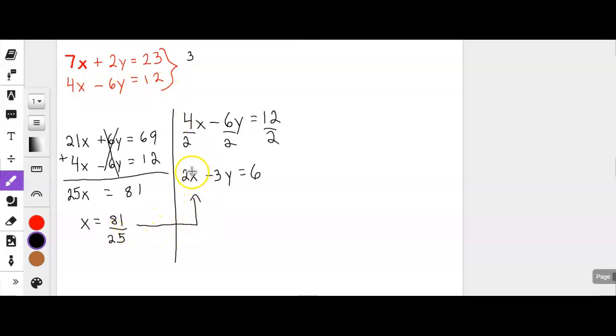Plug in your 81 over 25 for x to solve for y. I got 2 times 81 over 25 minus 3y equals 6. And from there, just distribute and isolate your y. So I'm going to distribute this 2. You get 162 over 25. I'm going to add 3y to both sides and subtract 6. So when you add 3y and subtract 6 and subtract 6, well, these are opposite pairs on the right. And on the left, these are opposite pairs. So all you're left with is 162 over 25 minus 6 equals 3y.